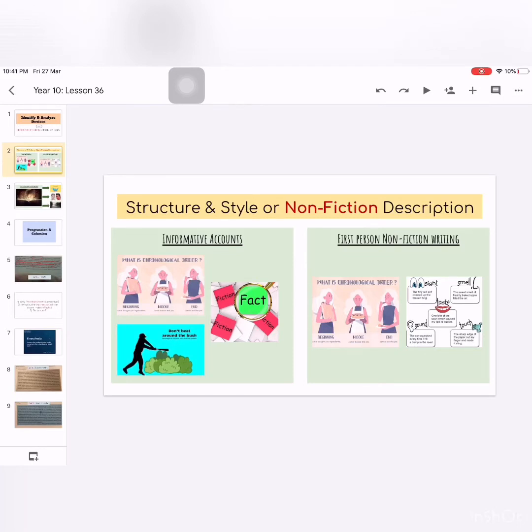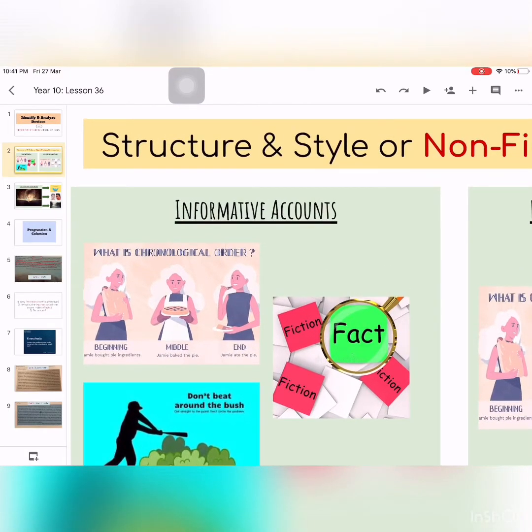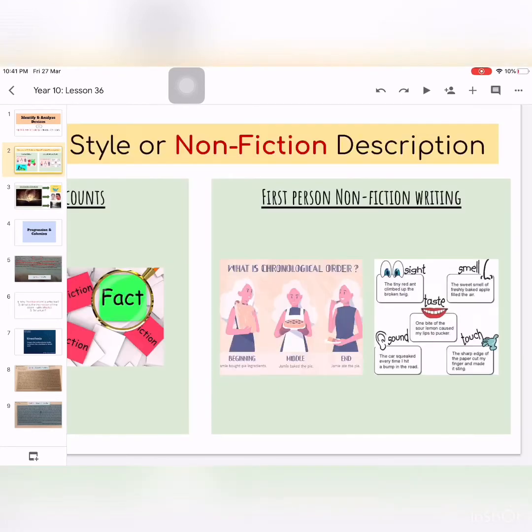And informative accounts, because people want to gain information from that particular article or report, you must not beat around the bush. Beat around the bush is not using figurative language. You must not use personification, you must not use metaphor, you must not use hyperbole, because the main purpose of writing an informative account is to inform people about this particular serious topic and not about giving your own personal experience in a very figurative manner.